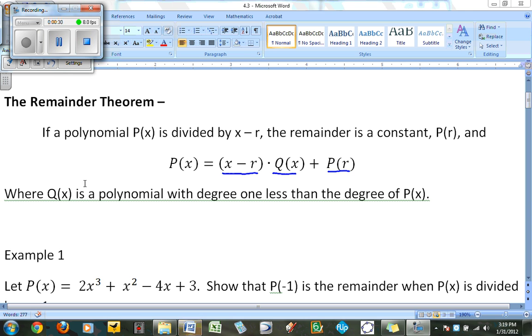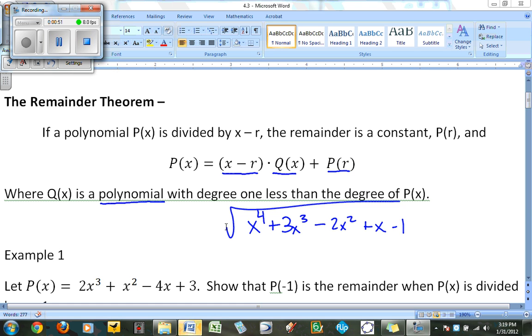But the biggest thing that comes out of this is when we divide, we're going to get a remainder that's a constant at the end, and we're also going to get a polynomial that is 1 degree lower than what we originally started with. So if we started with something like x to the fourth plus 3x cubed minus 2x squared plus x minus 1, and we divide by, say, x plus 2, the polynomial that we get when we do long division is going to be 1 degree less than what we started with. It's going to be an x cubed polynomial. And if we have a remainder, that remainder is going to be a constant at the end.